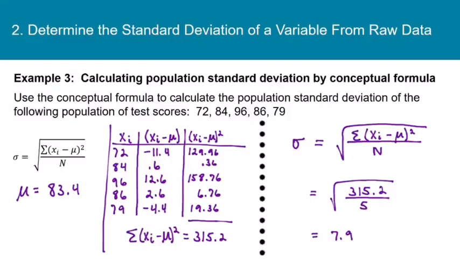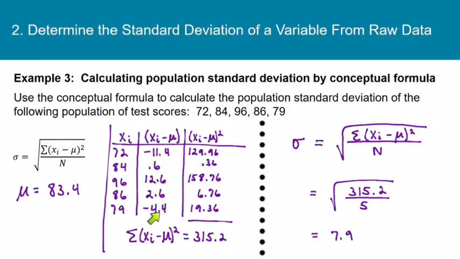And the other thing I wanted to talk to you about is how to use the list editor on the calculator to speed up some of this work for you so that you're not punching in minus 83.4 5 times, and so that you're not having to enter each of these numbers and square it. And it's just going to minimize your work. So let's flip over now to the calculator.